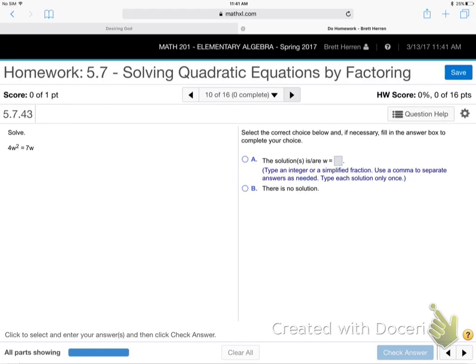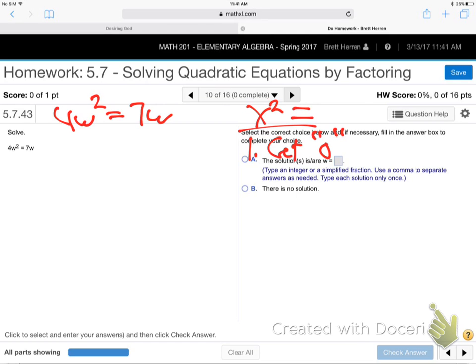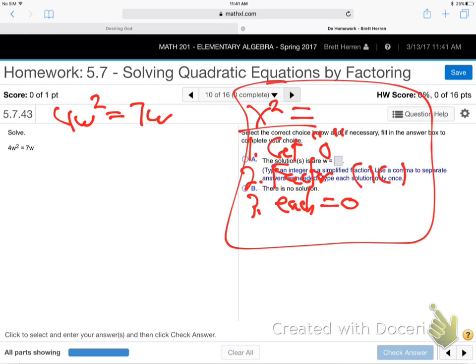Let me write it up here for it. 4w squared is 7w. All right, so whenever you see x squared or any letter squared with an equals, what's step 1? Get a 0, yeah. So remember, whenever you see x squared or w squared or whatever with an equal sign, that's what's new today, equal sign, get a 0. That's just got to be your first step, get a 0. And then step 2 is factor, with the parentheses, and step 3, each one equals 0. So there's our 3-step method.